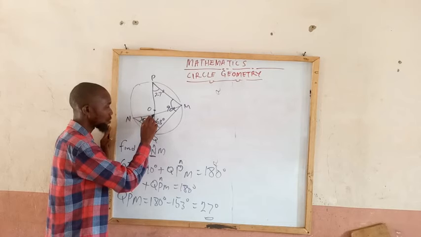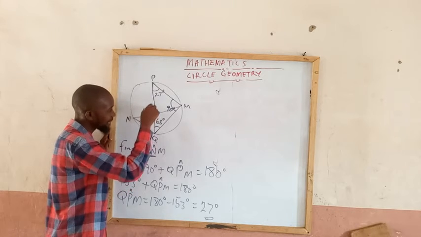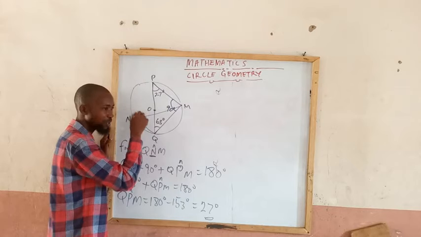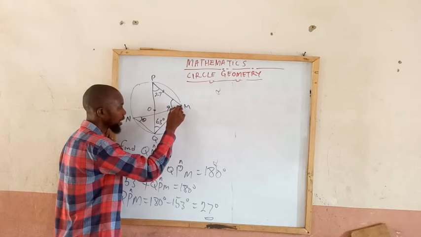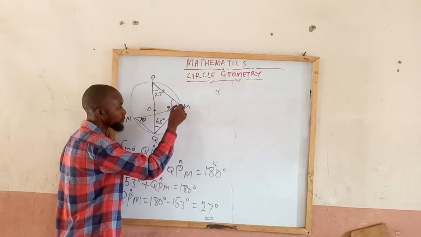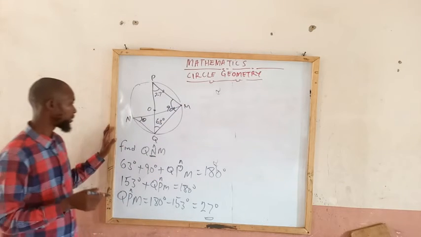So when we get here, we will not stop here because this is just a line. It is not the circle. It is not a point on the circle. So we won't stop here. We will continue moving until we reach here. So we can see at this point, this is a point on the circle. So we are going to stop here.